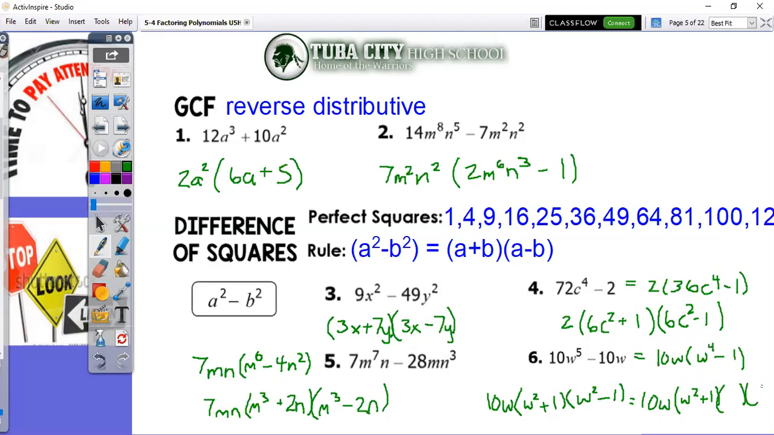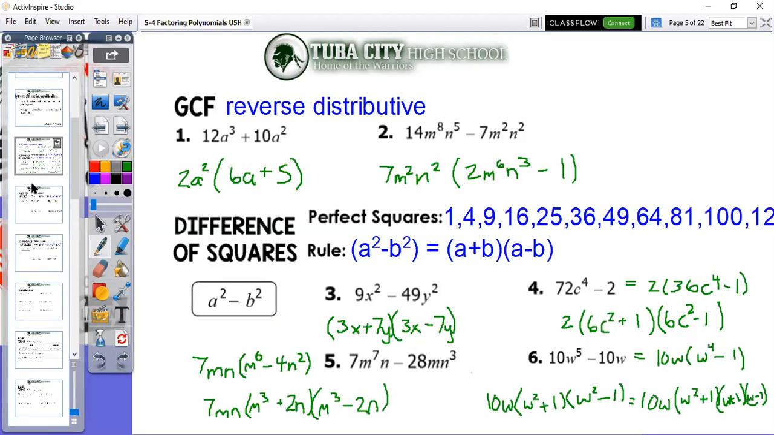I'm going to run out of space here. So w plus 1 and w minus 1. All right, that's what it's going to look like. But anyway, yeah, that's w plus 1, w minus 1. There wouldn't be any more room for me to write it if I did try to redo it. All right, so that is the first type, and that is a difference in squares.